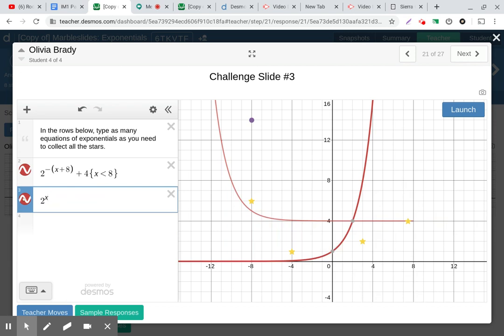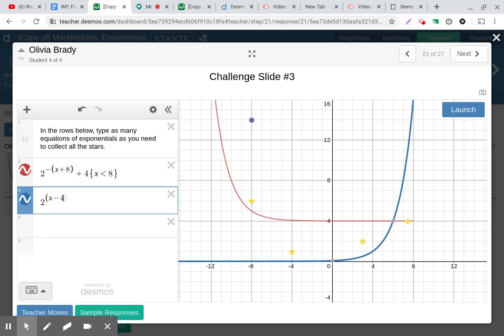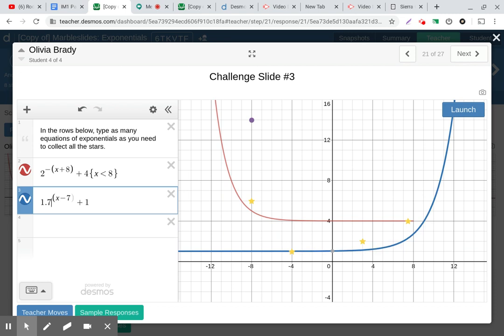Now this was cool. I just need to move it to the right. So move this to the right. So parentheses, -4. And then up. I think this one has to be flatter. So like, yeah, let's see. Yep, there we go.